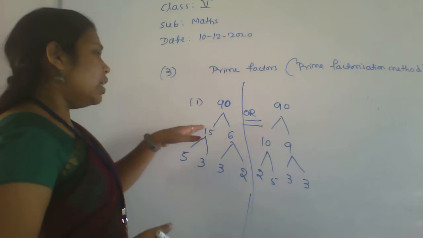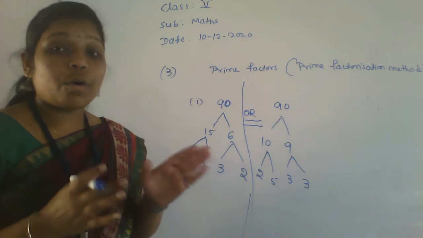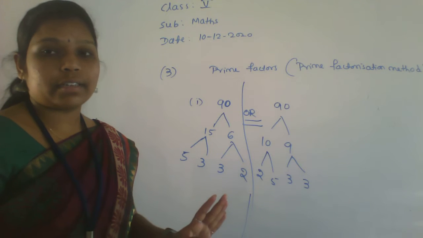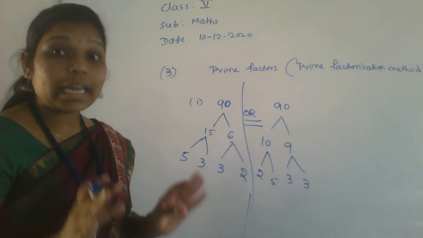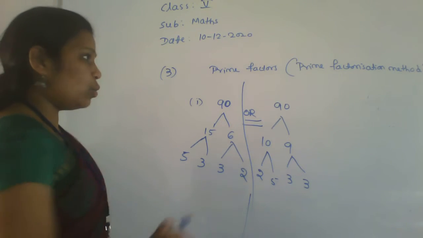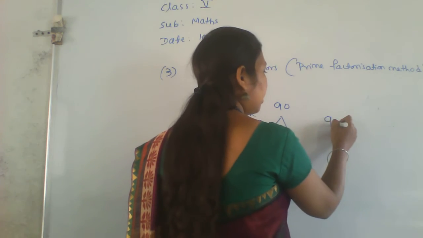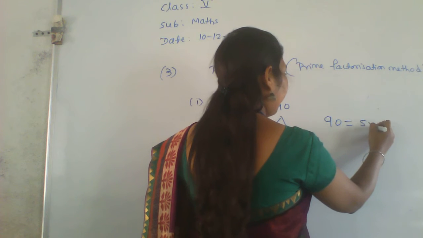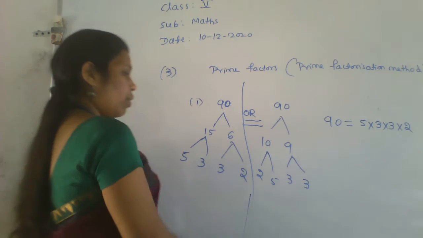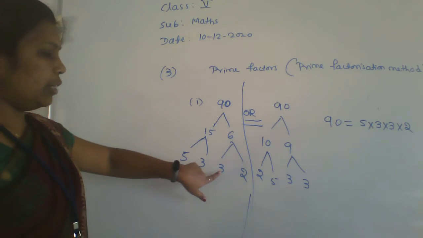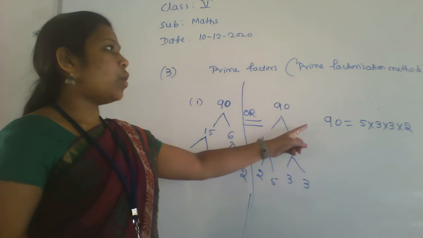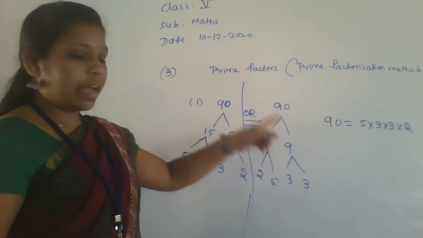Our intention: this 15 and 6 are also factors of 90, but these are not prime factors. We want only prime factors. So these are the prime factors. So 90 can be written as here: 90 is equal to 5 into 3 into 3 into 2. Okay. 5 into 3 into 3 into 2. 90 can be written as this. This is called the prime factorization.